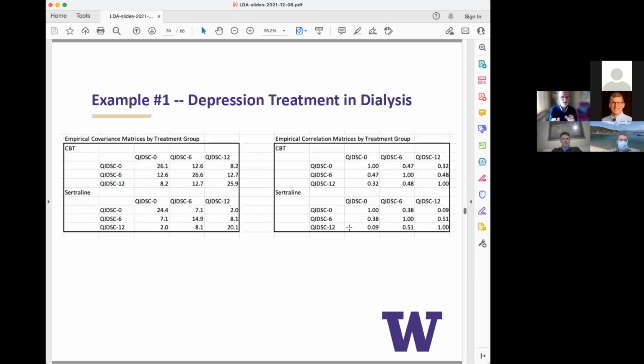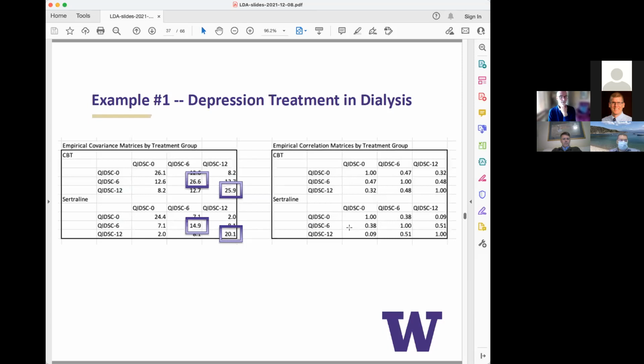Does the covariance matrix look the same across the two treatment groups? So on the left is the empirical covariance matrix stratified by each group. On the right is the empirical correlation matrix over time stratified by each group. A couple things to point out. You know, the variances, if I look at time 6 and time 12, they look bigger in the CBT group than in the sertraline group. Baseline, they're pretty similar, 24 and 26.